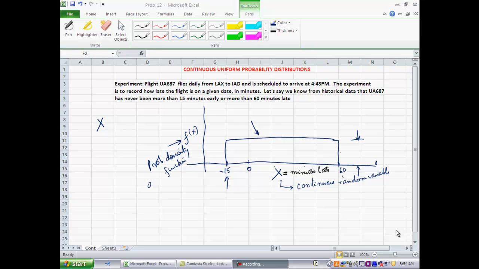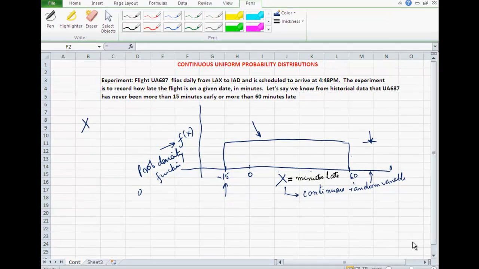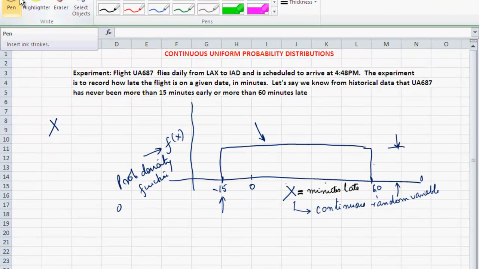Now, if I don't actually have historical data of the pattern of lateness of the flight, I might just, for an initial analysis, assume that the flight is equally likely to be late anywhere between 15 minutes early and 60 minutes late. So all the outcomes in that range are equally likely. If that's the case, the probability density function would be as shown over here. It would be a uniform continuous distribution.